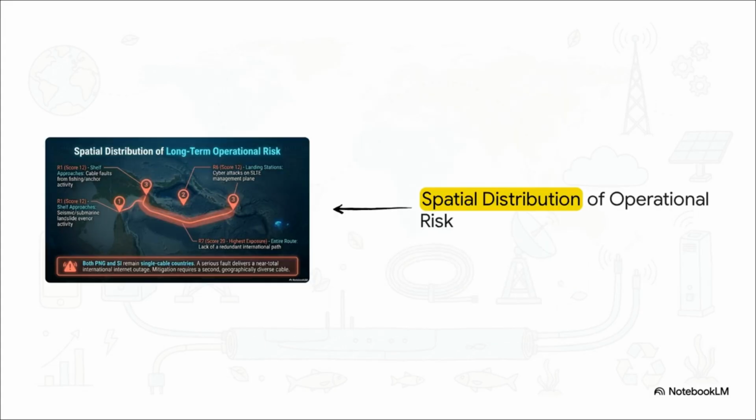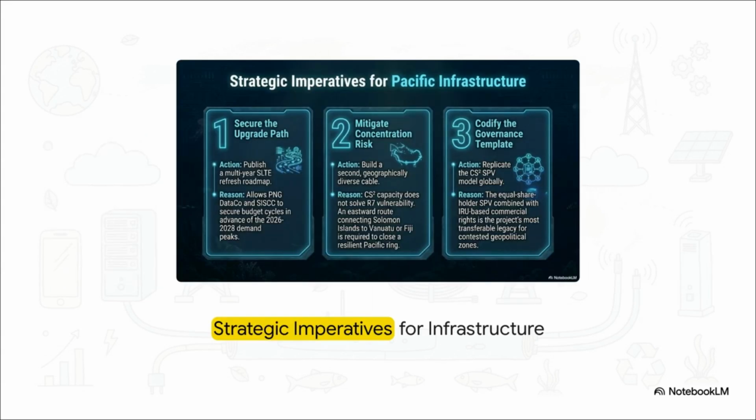However, looking at the spatial distribution of risk, we have to acknowledge that operational resilience is not absolute. I've mapped vulnerabilities from R1, like anchor damage and shelf approaches, all the way to R6, which includes cyber threats at landing stations. And this brilliantly illustrates our biggest concern, drawing the panel's attention to R7, the highest exposure risk on the entire route. Despite this massive bandwidth upgrade, both Papua New Guinea and the Solomon Islands remain single-cable countries internationally. A serious fault on their respective arms still delivers a near-total international internet outage. It's a huge vulnerability.